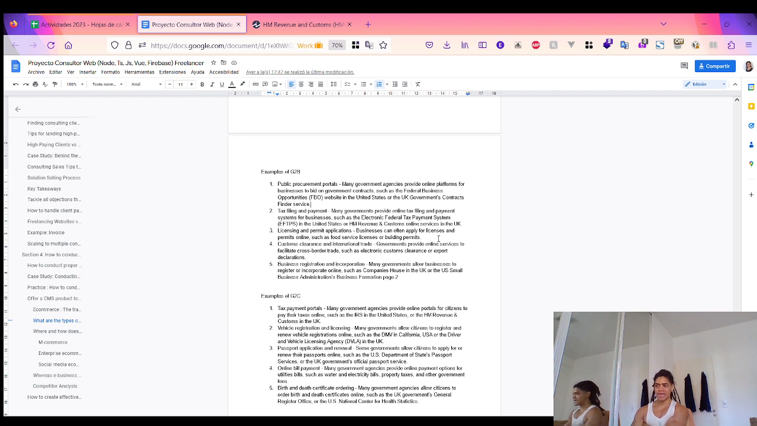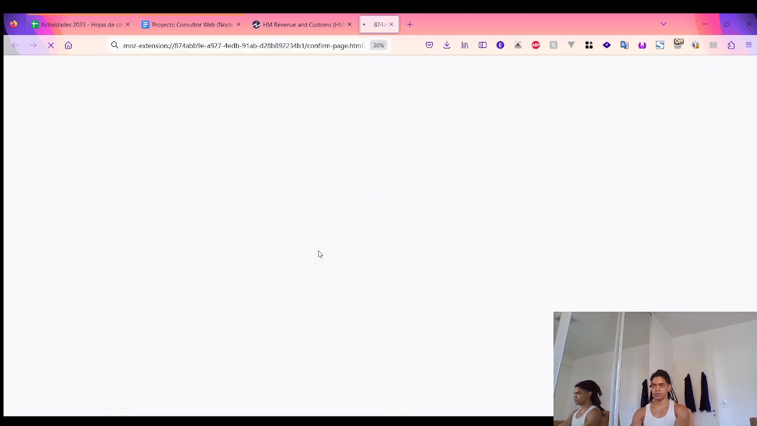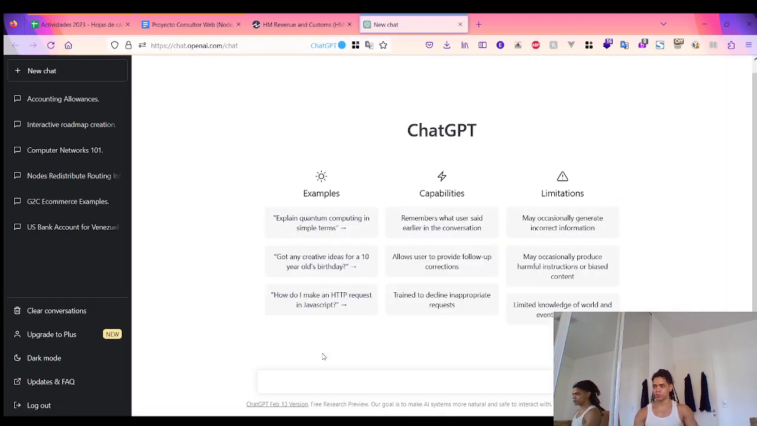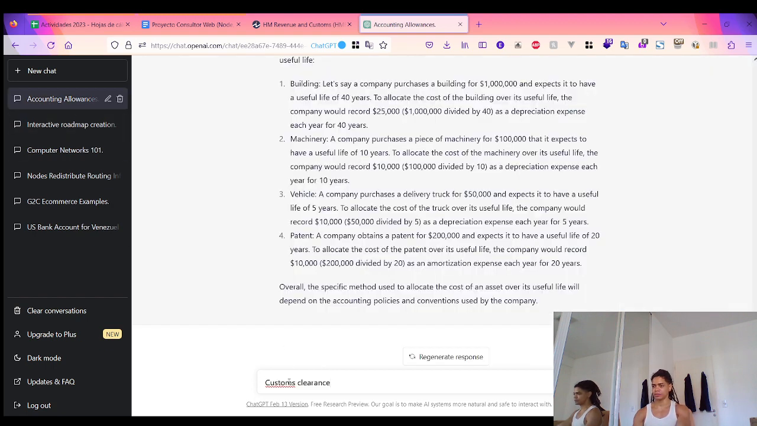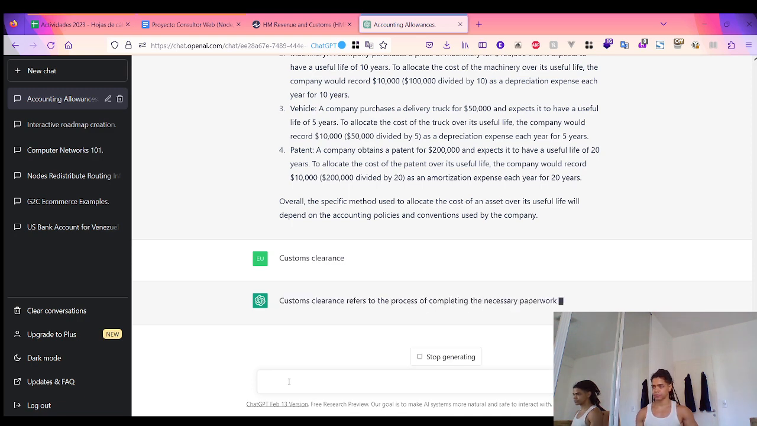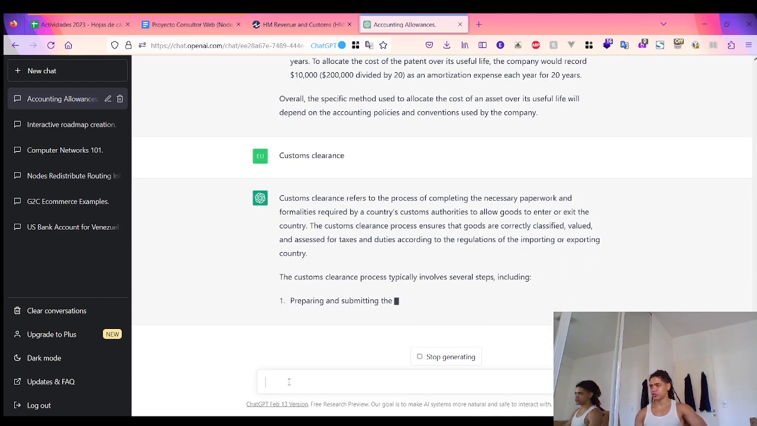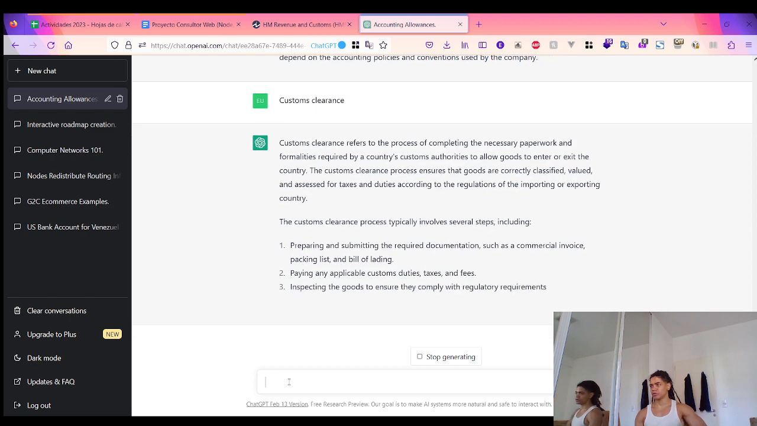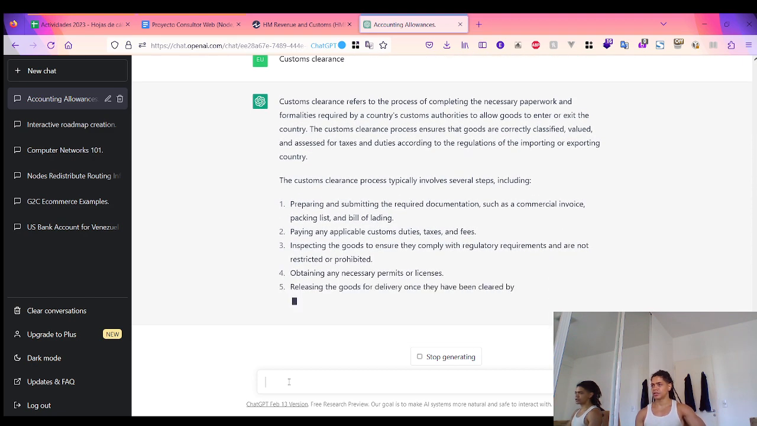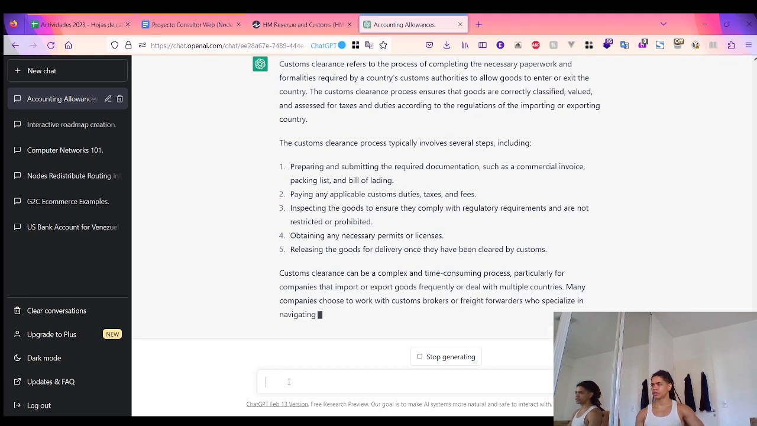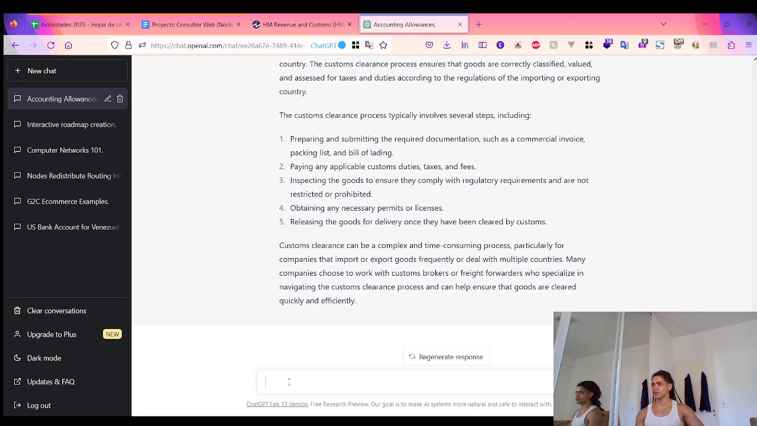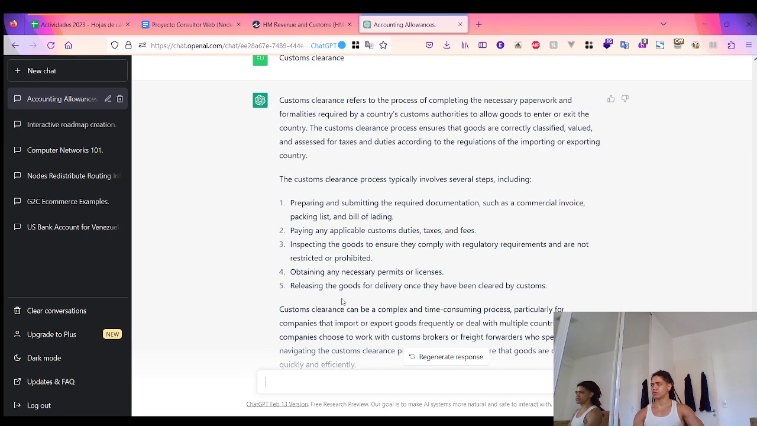Customs clearance and international trade. What do you mean by customs clearance? What is it? It is the process of completing the necessary paperwork and formalities required by a country's authorities to allow goods to enter or exit the country. The customs clearance process ensures that goods are correctly classified, valued, and assessed for taxes and duties according to the regulations of the importing or exporting country.